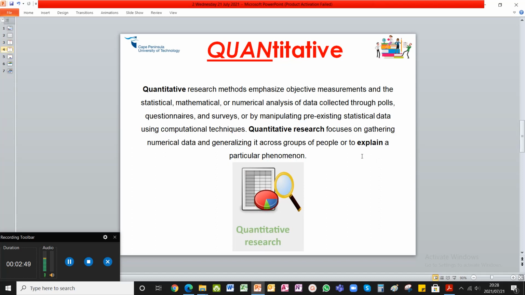Then quantitative research. This emphasizes statistics, mathematics, or numerical analysis of data. So here you're looking at polls, yes, no, closed questions, and surveys that you collect among a large number of people. And then you analyze all that and present it either in numbers or percentages or in graphs. And that's how you present the information to explain the particular topic or phenomenon, right? So that's the main difference.